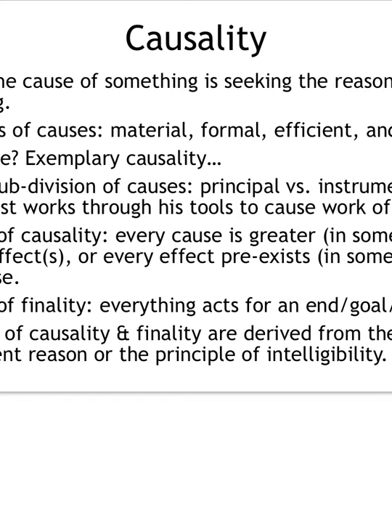Another example of instrumental and principal: the artist uses tools to bring about a work of art. The tools are instrumental efficient causes. The tools are used. The tools bring about the thing. But so does the artist. The artist brings about the thing using the tools.